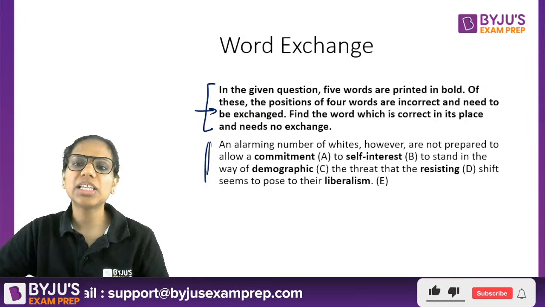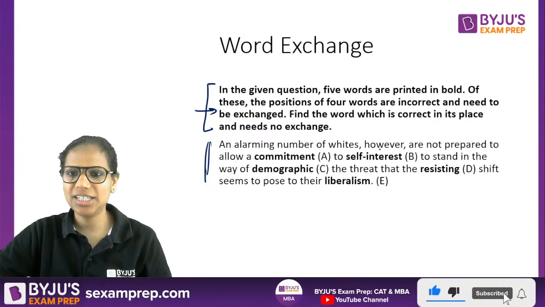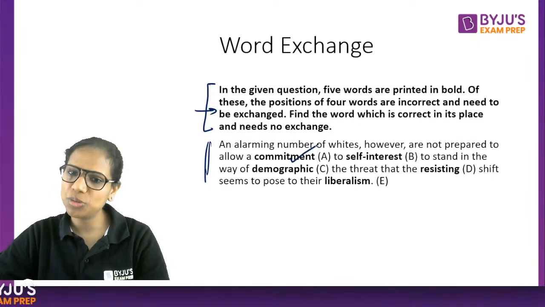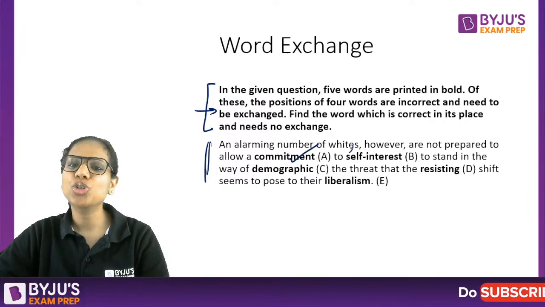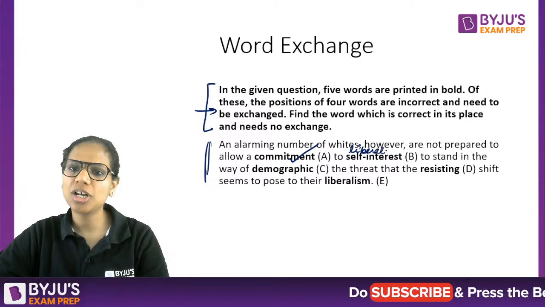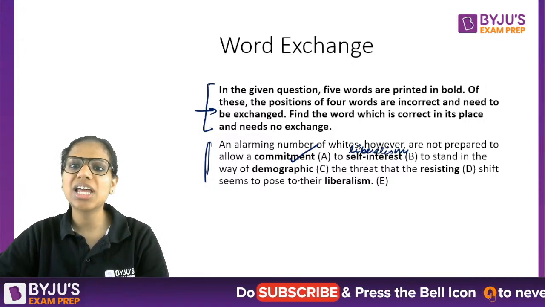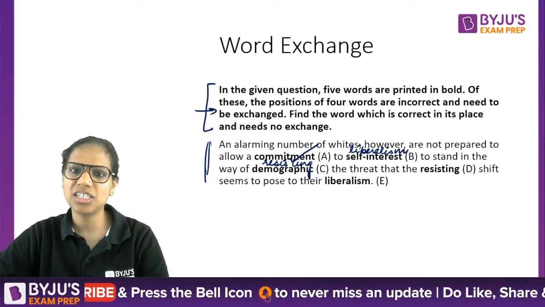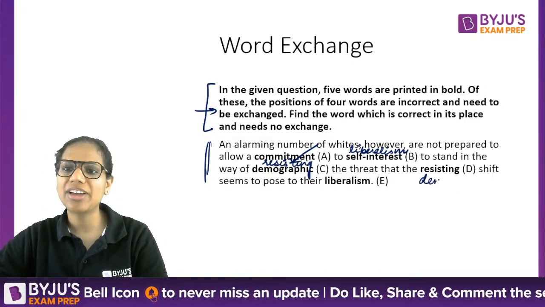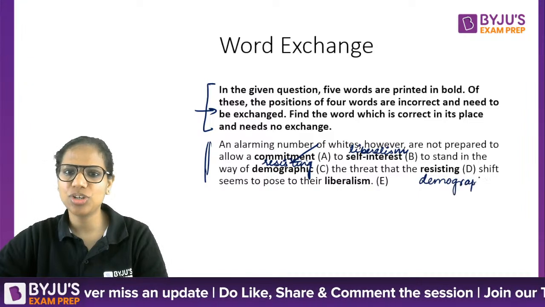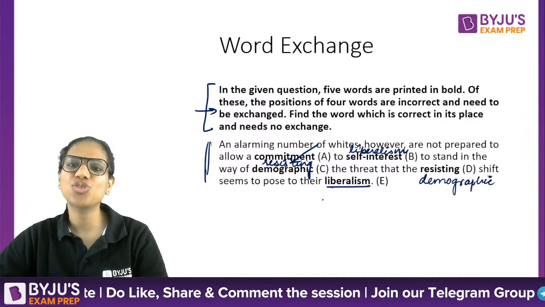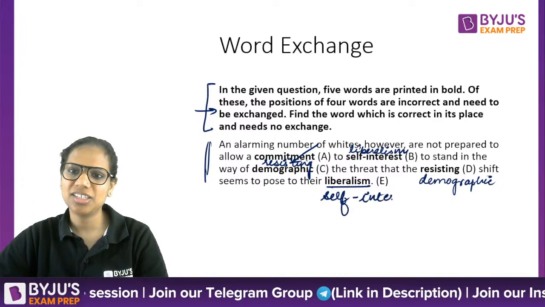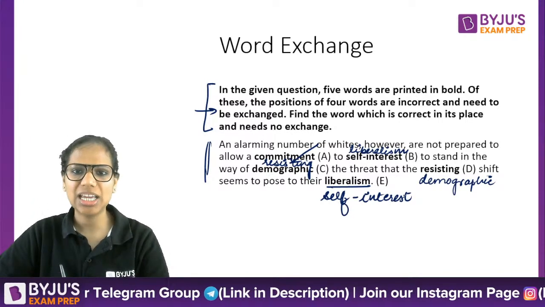Okay. So an alarming number of whites, however, are not prepared to allow a commitment, this is the answer, to liberalism. To allow a commitment to liberalism to stand in the way of resisting the threat that the demographic shift seems to pose to their self interest. This is the order here, right?